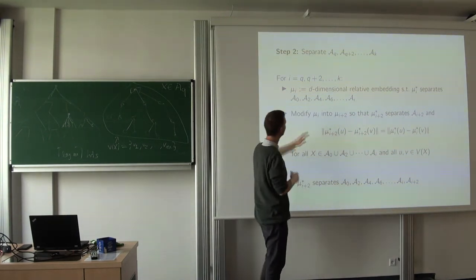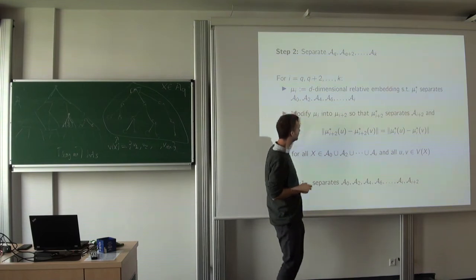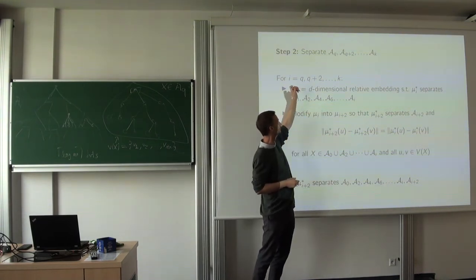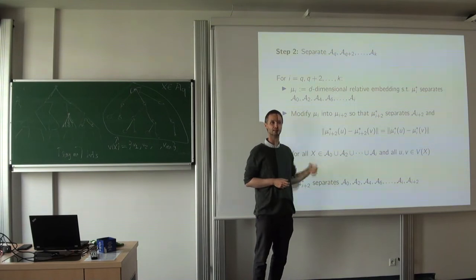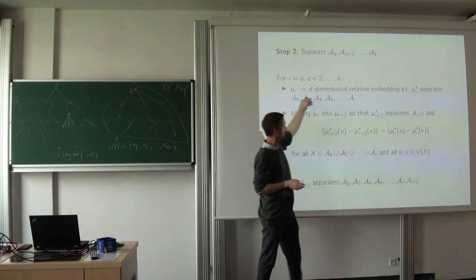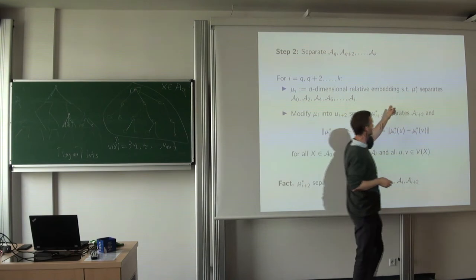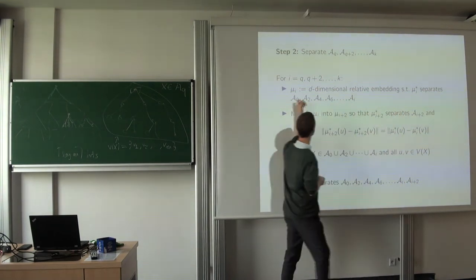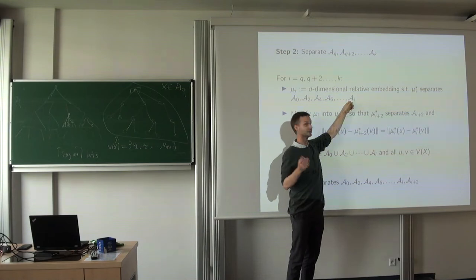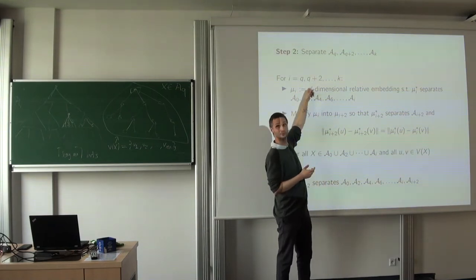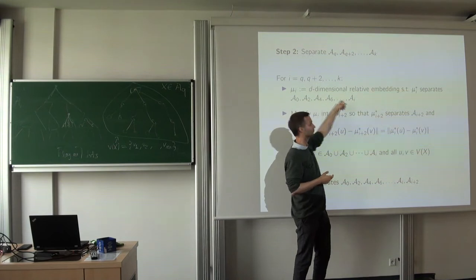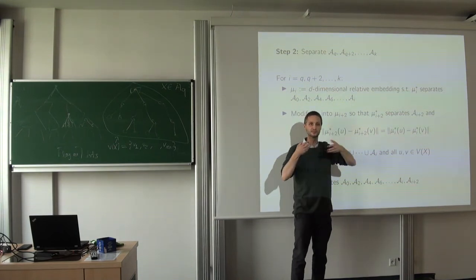And now what we want to do is go further. So for every I starting at Q and then going to Q plus 2, Q plus 4, etc., we want to work on the assumption that we have some weight vectors whose absolute embedding separates A0, A2, up to AI. So we do have that at the beginning, right? Because we have that for I equal to Q. We have some weight vectors so that the absolute embedding separates A0, A2, up to AQ. So this is how we start.